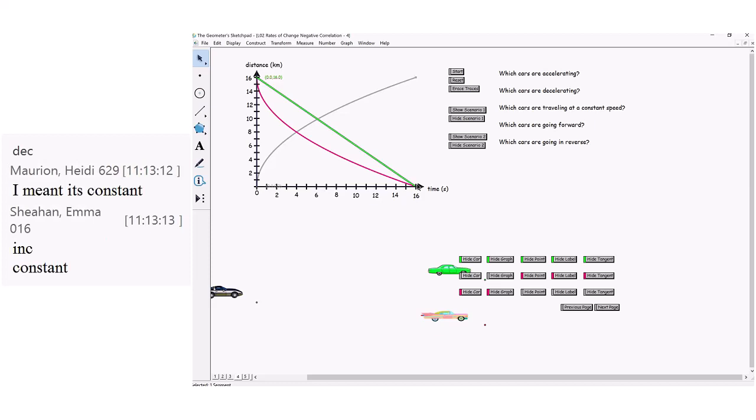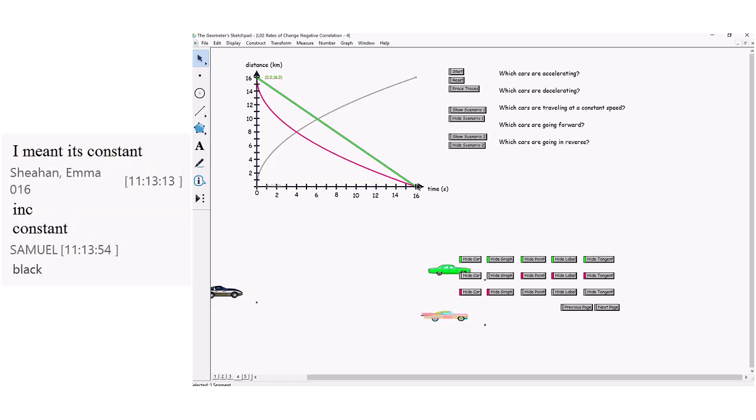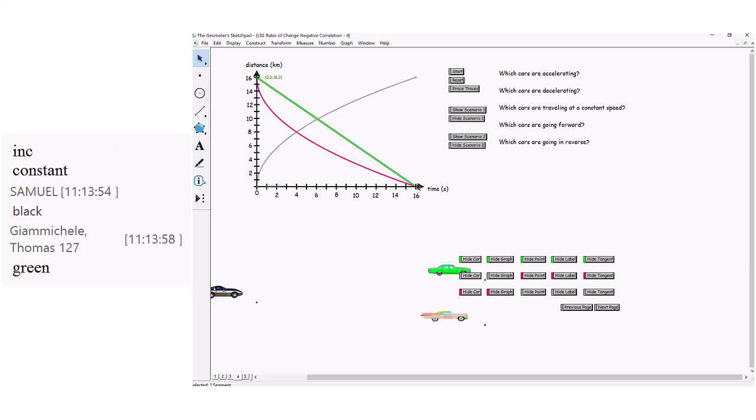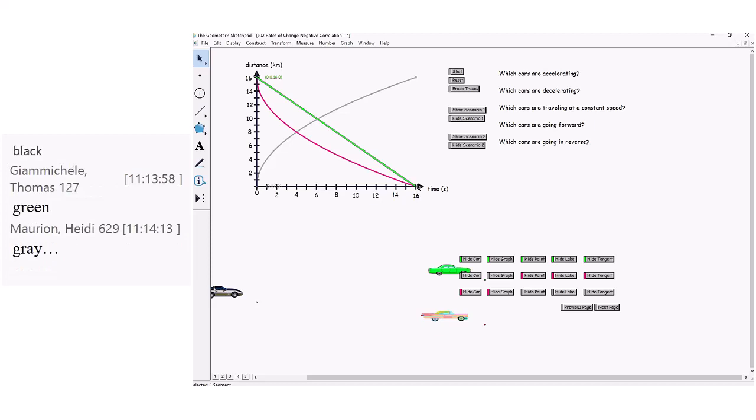Now let's see if we can get the direction of travel. Which car or cars are moving forward? To move forward, you have to have positive correlation. So look for the curve that has positive correlation. Which curve has positive correlation? That's the car moving.